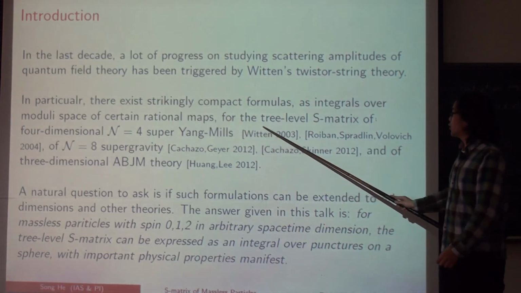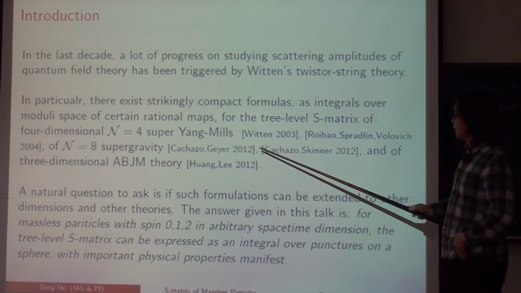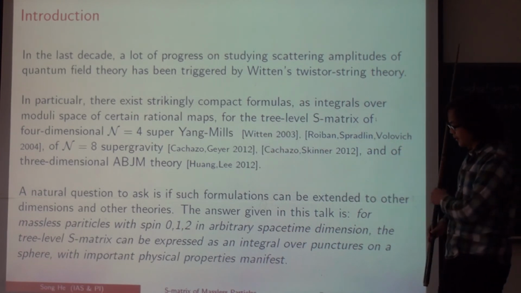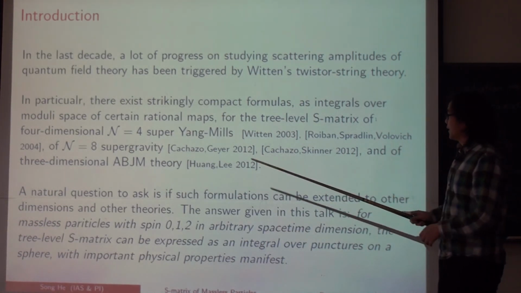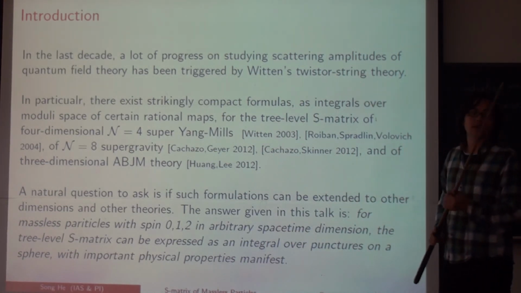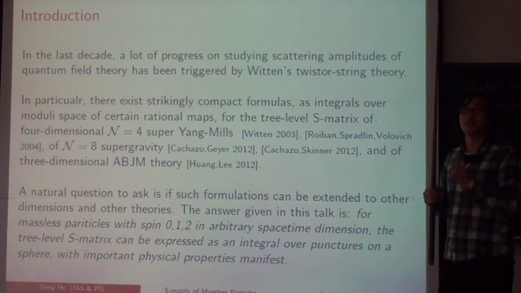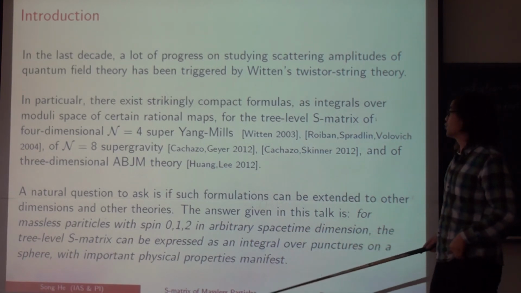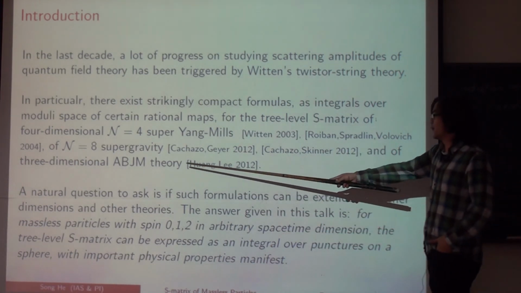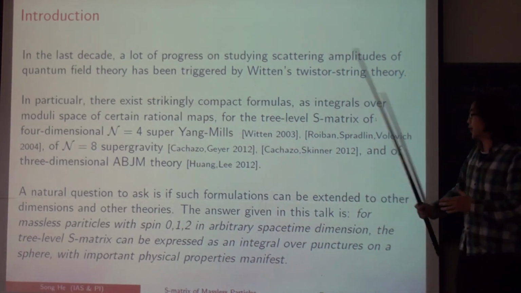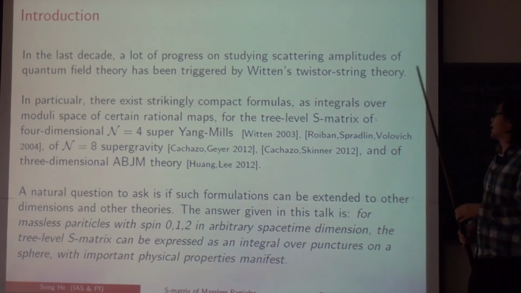They give all the tree-level S matrix of N=4 super Yang-Mills in a very, very nice way. And last year there were some generalizations of the story, finally to gravity, in particular to N=8 supergravity, so that you can also write their tree-level scattering amplitudes in a similar fashion. So there exist twistor-string theories also for the S matrix of supergravity. And also there's a nice story, a similar formula for three-dimensional theories, especially for ABJM theory, that there is a formula behind the tree-level scattering amplitudes.